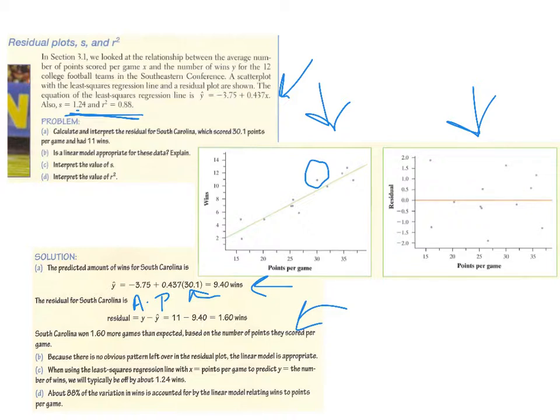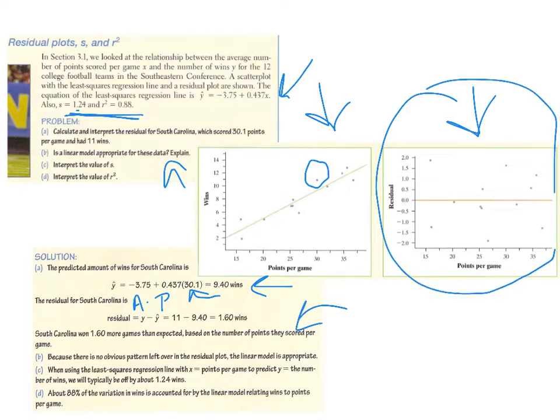Part B: is a linear model appropriate for these data? Explain. Remember, if I want to see if a linear model is appropriate, I need to look at this residual plot over here. Basically what I'm looking for is a pattern. Is it all over the place without a pattern, or does it have a distinct pattern? This one does not appear to have any obvious pattern, which makes a linear model appropriate. If there was a pattern, if it went like this, or went like this, or went up and curved like that, any obvious pattern, then the linear model would not be appropriate.